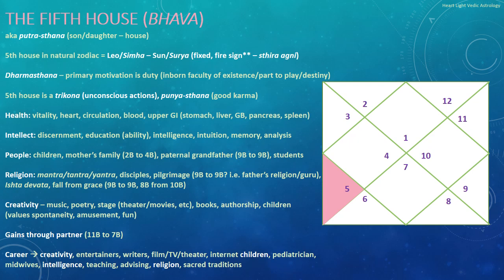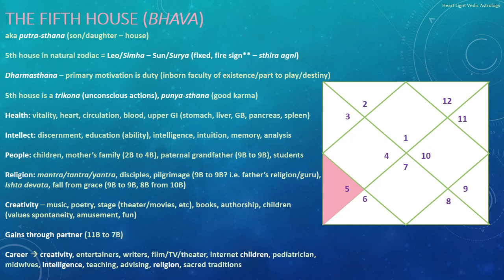The other thing here is that the Ishta Devata is related to the fifth house. And the Ishta Devata is a personal deity that one worships. And that can be personal to self, but it can also be personal to a family. And again, because we're talking about father's religion, it can be either personal or familial deity that's worshipped.